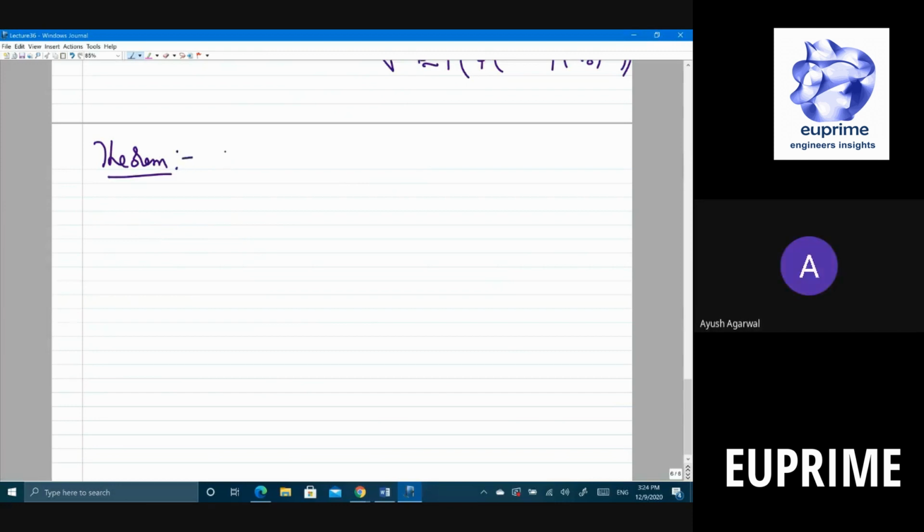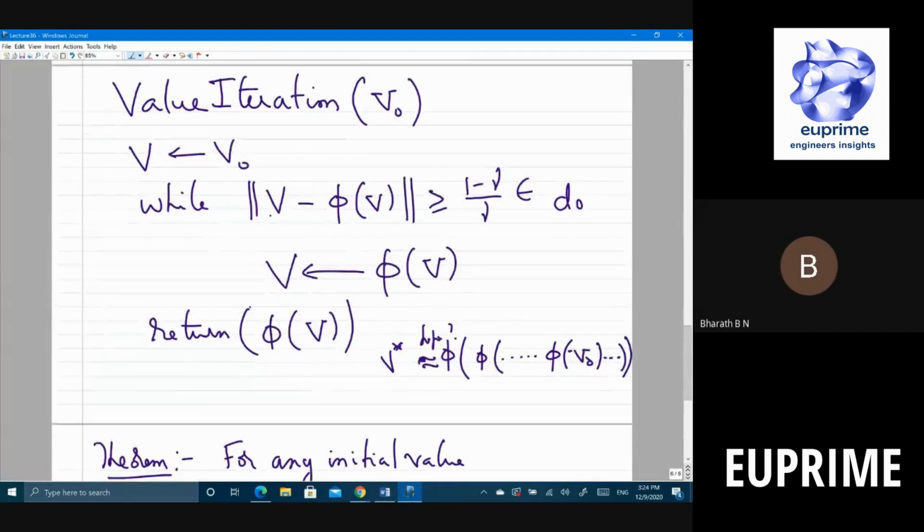It says that for any initial value, while the norm difference is greater than epsilon times (1 minus nu) by nu, you do the iteration. You have to give me what epsilon is. Nu is your discount factor, so I know this number. As long as this difference is greater than or equal to this, you keep on doing this. The moment it becomes lesser, you stop.